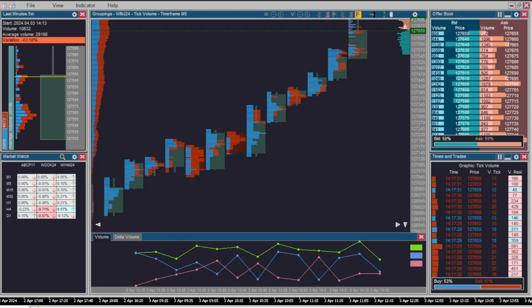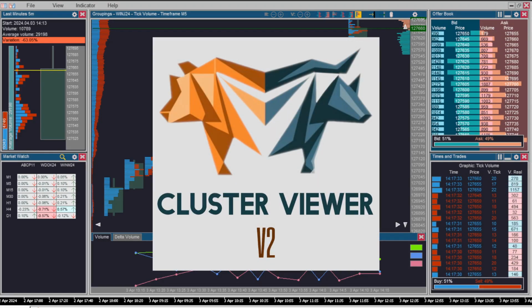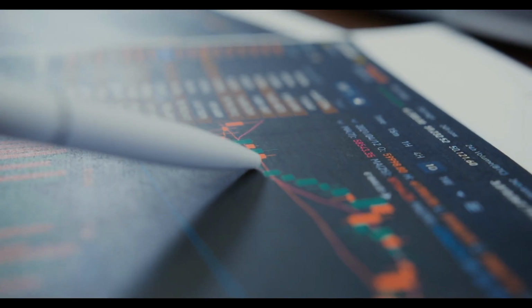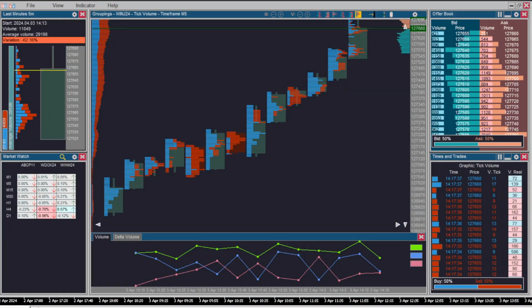Dominate the market with accurate insights. Meet Cluster Viewer V2 for MetaTrader 5. Have you ever wondered how the most successful traders identify the best trading opportunities?